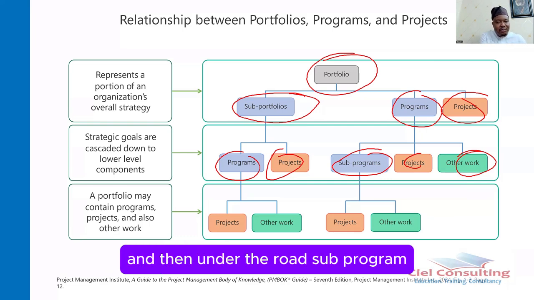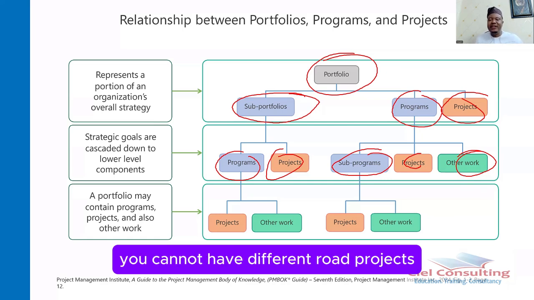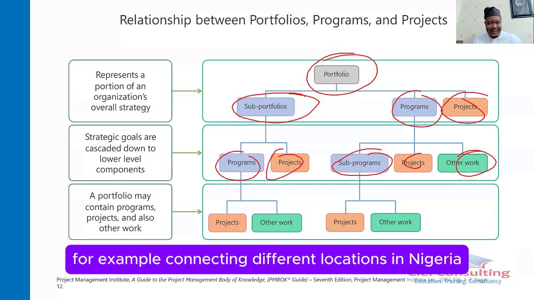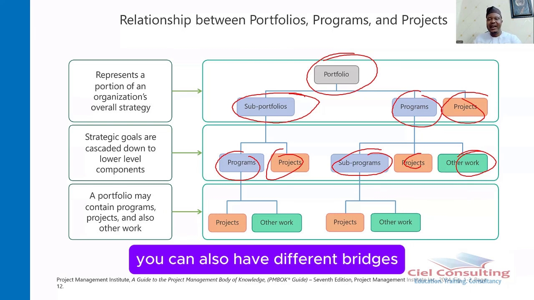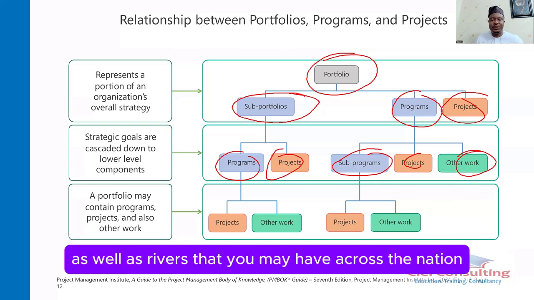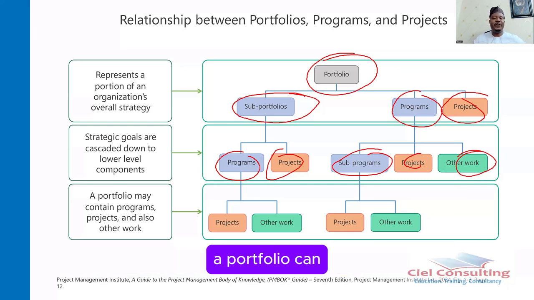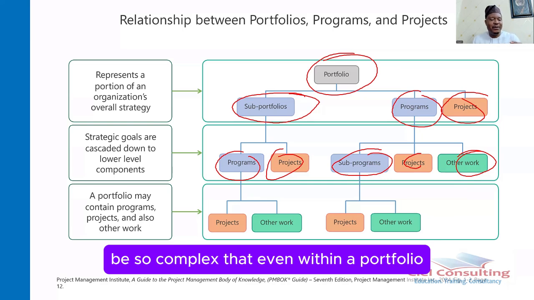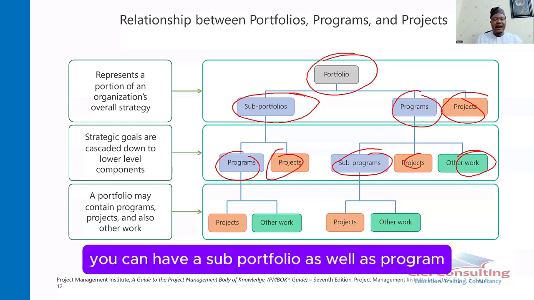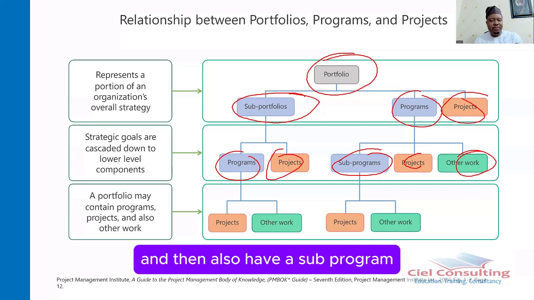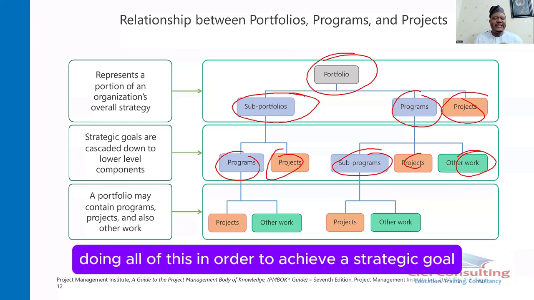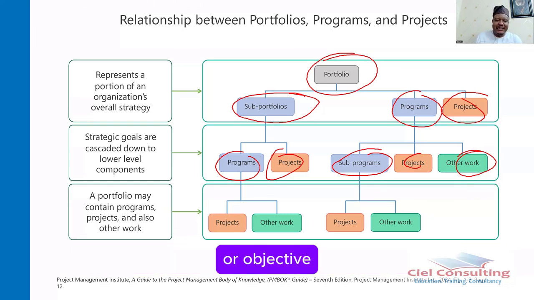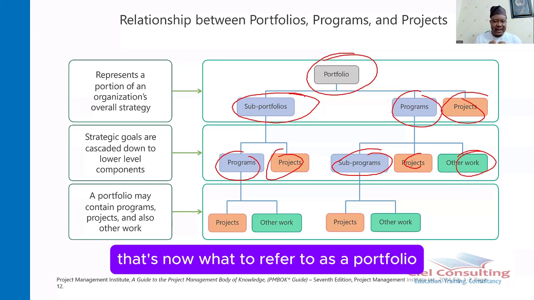Under the road sub-program, you can now have different road projects, for example, connecting different locations in Nigeria. And under the bridge sub-program, you can also have different bridges across different entities as well as rivers across the nation. So the point I'm trying to make is that sometimes a portfolio can be so complex that even within a portfolio, you can have a sub-portfolio as well as programs, and also a sub-program even within that particular program. Doing all of this in order to achieve a strategic goal or objective is what we refer to as a portfolio.